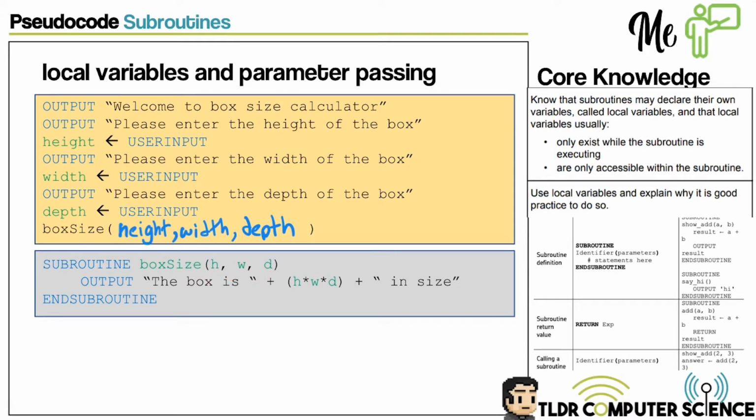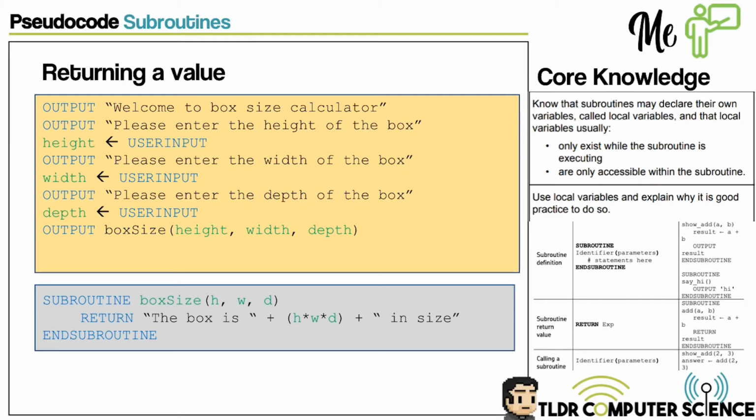Now, H, W, and D only exist inside this subroutine. So these variables are called local variables. This H, W, and D can't be viewed in here in the main bit of code or any other subroutine. They exist and are only visible in this subroutine. Height, width, and depth are sent as parameters. They are multiplied out, and then when the subroutine is ended, poof, they disappear out of existence. So they're only existing while the subroutine is being executed. So that's local variables.